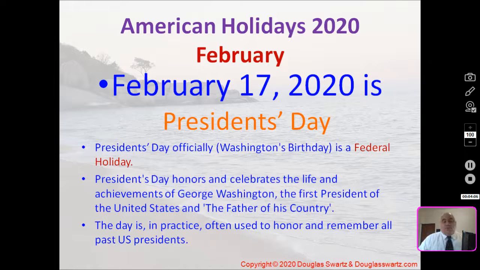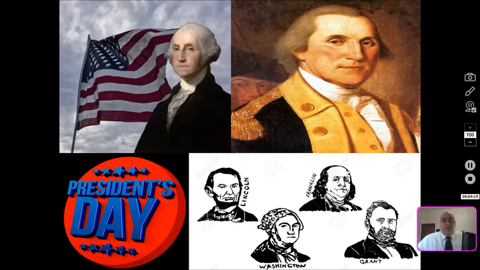But in more modern days, it's about all the presidents. We kind of honor all the presidents, not just George Washington on this day. But it's February 17th. It is a federal holiday. And here's some imagery depicting George Washington as well as other presidents.